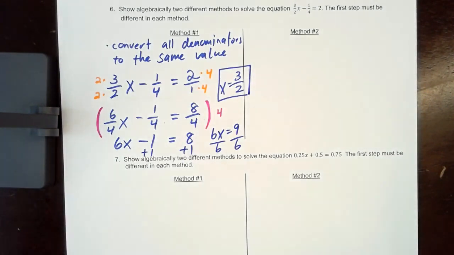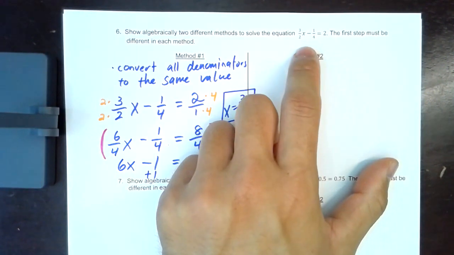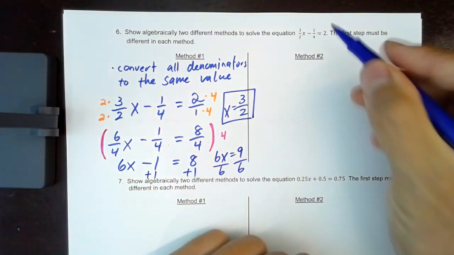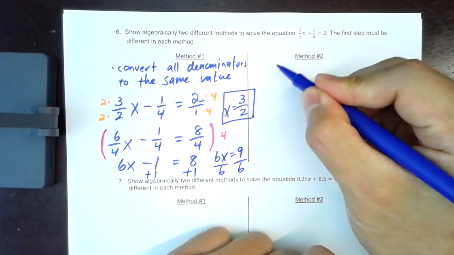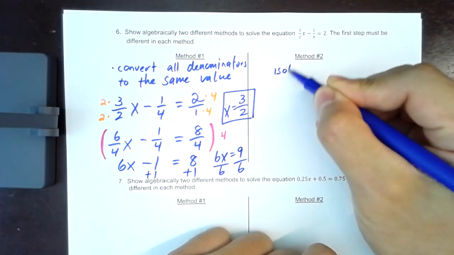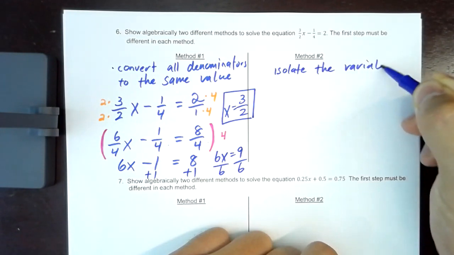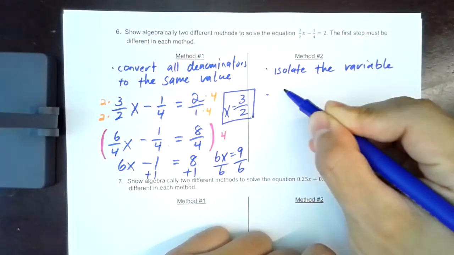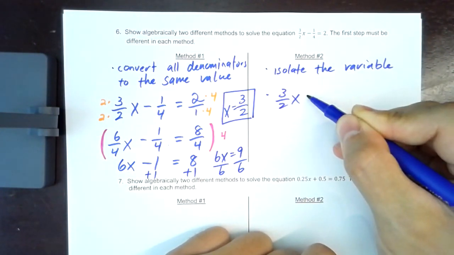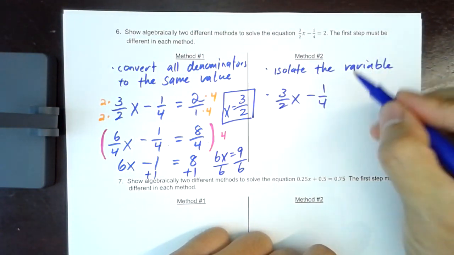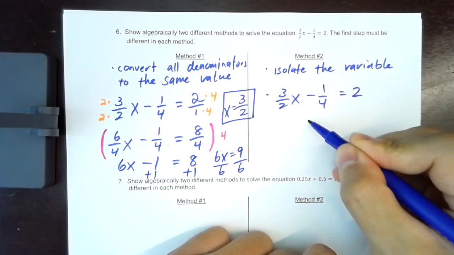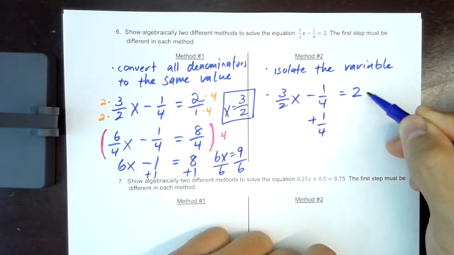Okay, so I actually prefer that method. Sometimes there are obvious methods that seem like the right choice. Now, did we have to do it that way? No, I could have just added 1/4 to both sides and just isolate the variable as usual. Even though there's fractions everywhere, you could also just isolate the variable by doing 3 halves x minus 1/4 is equal to 2. And you could have added 1/4 to both sides.